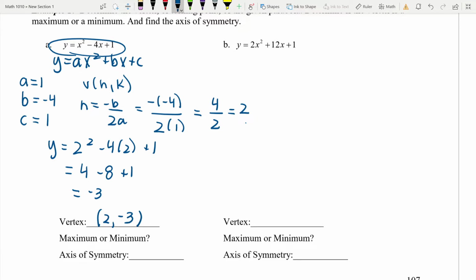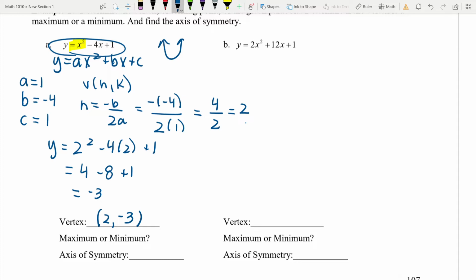Everybody in the room tell me, does this parabola open up or does it open down? Up or down? It opens up. How do you know it opens up? Because in front of the x to the second you have a positive. So let's just sketch a little picture right there. There's your parabola that opens up.